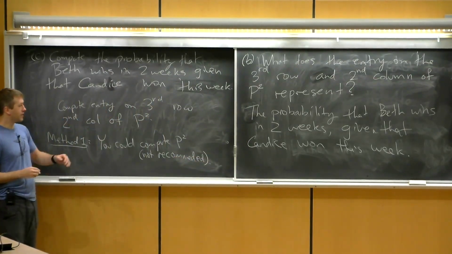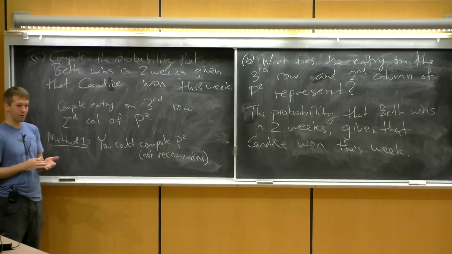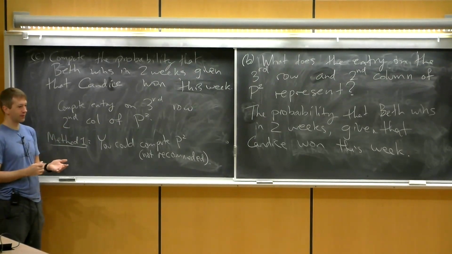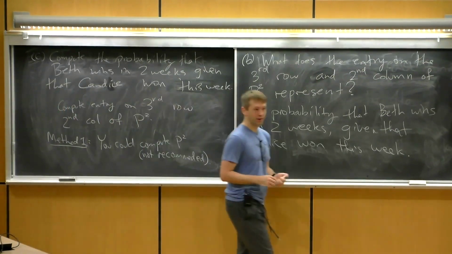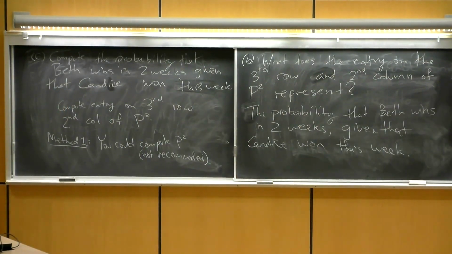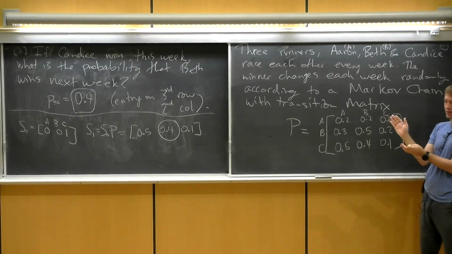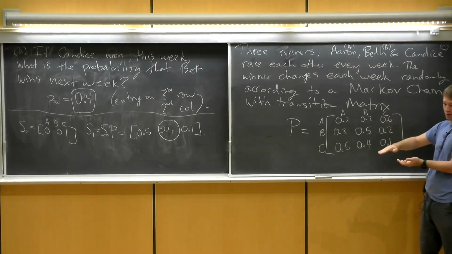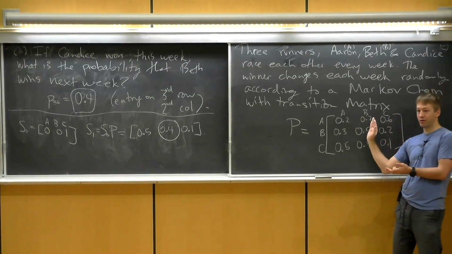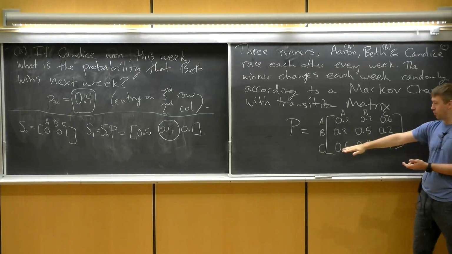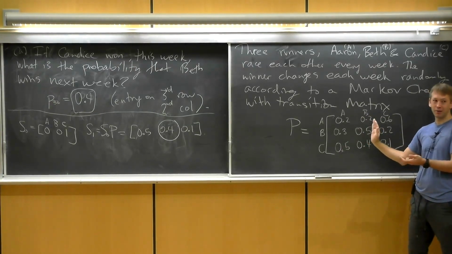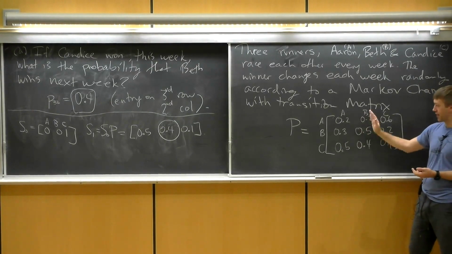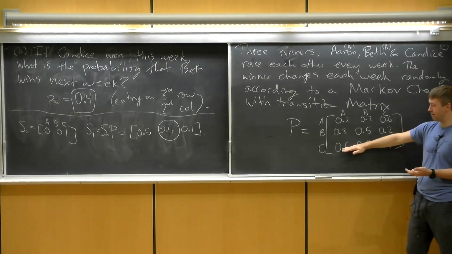What if I just want the entry on the third row and second column? Can anyone see how I could get that? Well, when I multiply two matrices and I want to know what's on the third row and second column of the product, I multiply the third row of the first matrix by the second column of the other matrix. So I just have to do this one multiplication, and that should be good enough, right? I just multiply the third row of P by the second column of P.